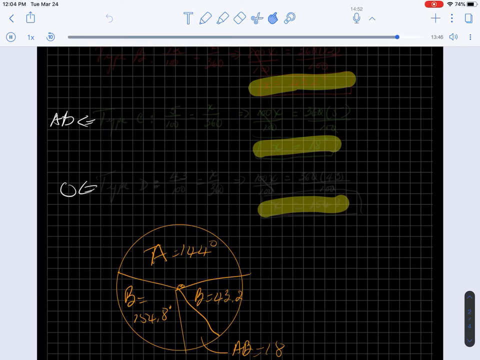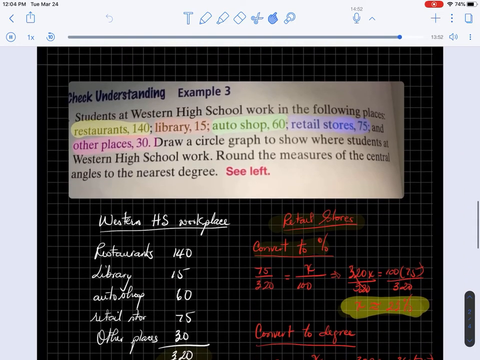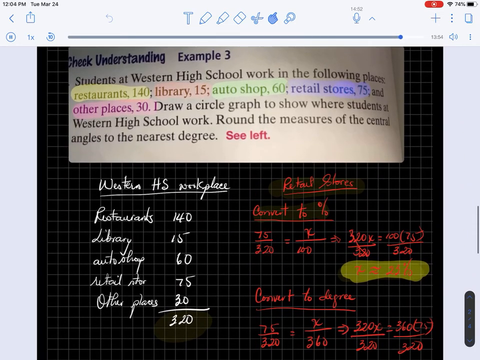Okay, let me shorten this problem up a little bit. Let's say you have high school students trying to work at a certain place. So what I did was I listed all of it, and then I will find the total of the places they work. Instead of converting everything to the nearest degree, I want you to convert this retail stores. I want to do it in percentage, and I want you to convert to the degree of that percent retail store as well.